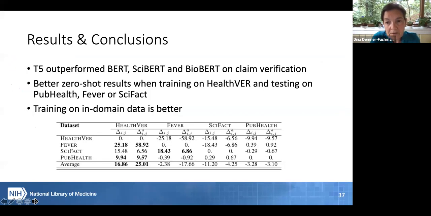So the baselines that Murad evaluated were T5, BERT, SciBERT, and BioBERT, and T5 outperformed the other baselines. Also, training on one collection and comparing to the results on all the other collections, we found that in zero-shot performance, the new collection will give you better results if you train on the new collection. And of course, no news here, training on in-domain data is better than training on some other domain data.